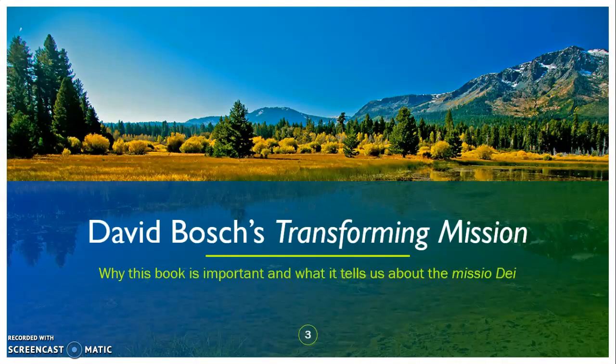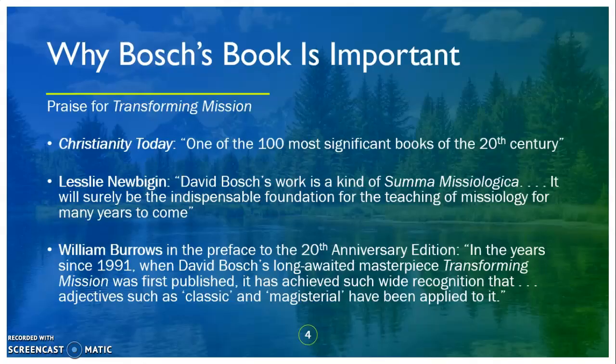David Bosch's Transforming Mission will be our theme for this video and also the following one. I want to start by explaining, one, why this book is important, and two, what it tells us about the Missio Dei, considering that the Missio Dei, or the mission of God, is one of our main themes here in week 9. So first to the point, why Bosch's book is important.